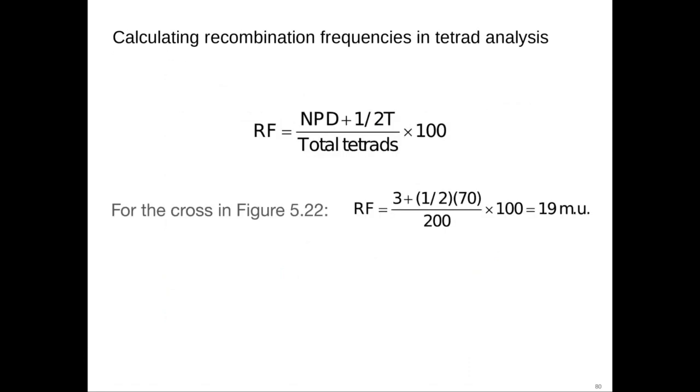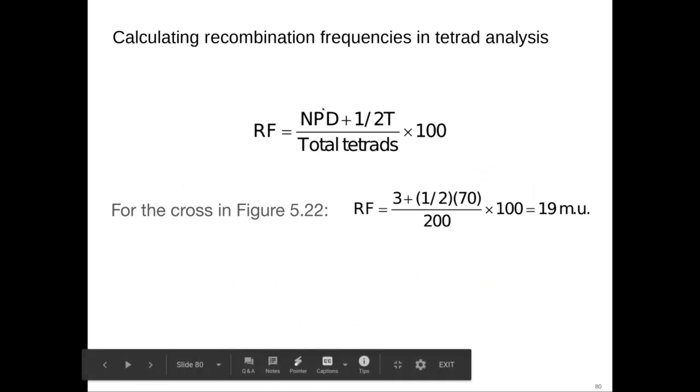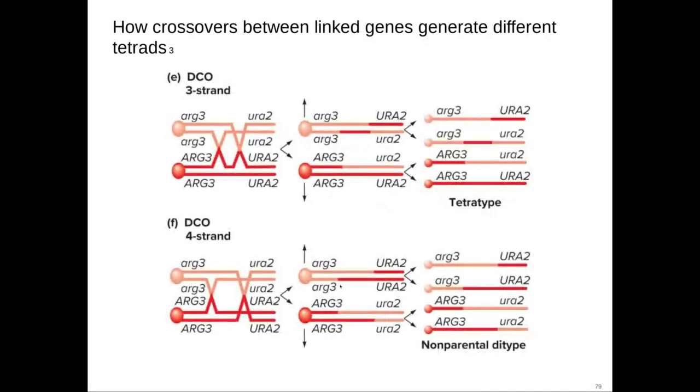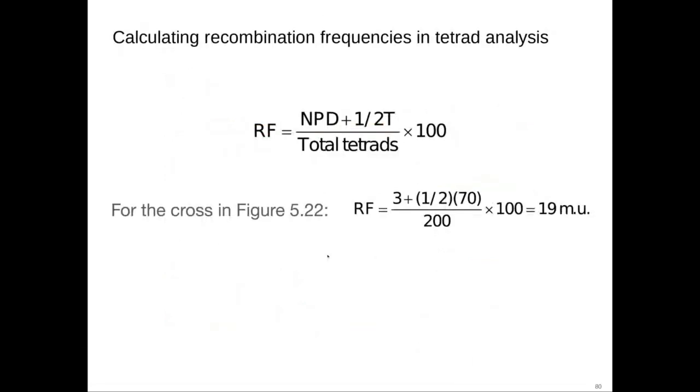So again, like in normal eukaryotes, our fungi, which have this weird genetic system, can have genes that are linked together. And very much like our normal eukaryotes, we can calculate recombination frequencies, which we simply do as NPD plus 1/2 of the number of tetratype tetrads divided by the total number of tetrads times 100. So for figure 5.22, which is this figure, but it's also figure 5.22 in your textbook, recombination frequency is 3 plus 1/2 times 70 divided by 200 gives us 19 mu. So again, similar idea that we can use crossing over to calculate recombination to figure out how far apart physical distance things are from one another.